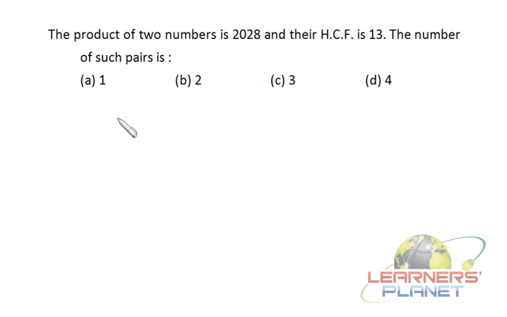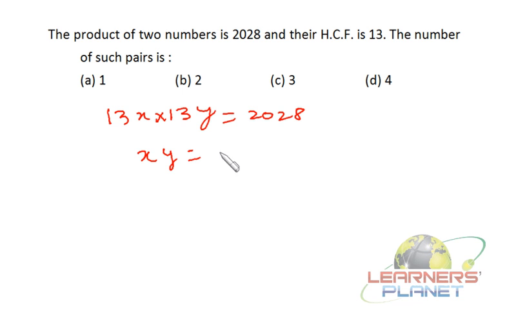Now let's see this problem. The product of two numbers is 2028 and their HCF is 13. Now we have to find out the number of such pairs. Now if the HCF is 13, let the numbers be 13x and 13y. Now their product is given as 2028. That means x into y will be 2028 over 13 into 13.